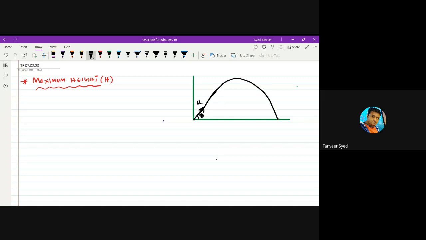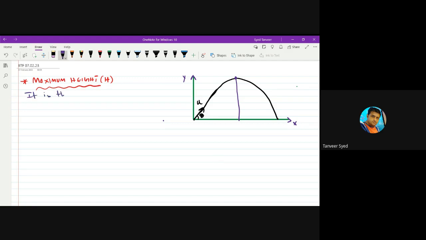Okay. Now during its journey, what is happening to vertical displacement? The displacement along y direction. It is going on increasing. At one point, it becomes maximum. This is the maximum vertical displacement. After this, it is decreasing, becoming zero. So, maximum height is the maximum vertical displacement of the projectile.